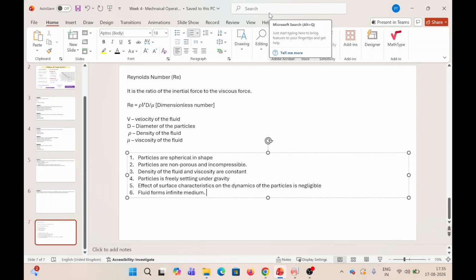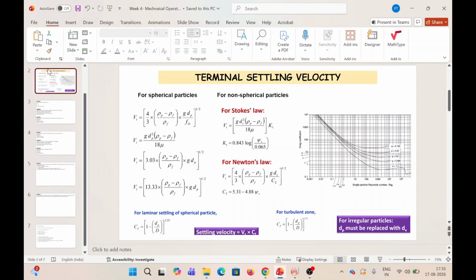Then we will add one by one the effect of different conditions. Once we complete that, we will start adding how each and every condition that we have given here as an assumption is going to affect the terminal velocity of a particle. So let's move on to this slide.